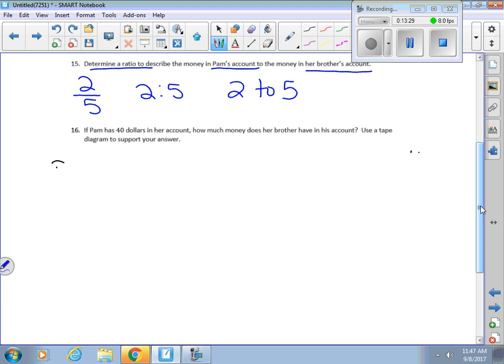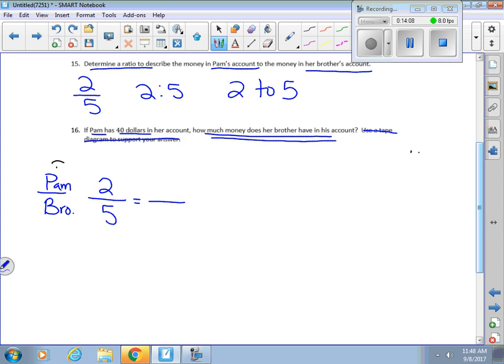Now, question 16 says, if Pam has $40, how much money does her brother have? Use a tape diagram. We're actually not going to use a tape diagram right now. We are going to set this up in something we call a proportion. That's when you set two fractions, two ratios, equal to one another. So we know our original ratio when we're talking about Pam to her brother. This is Pam. This is her brother. The ratio Victoria told us was what? 2 to 5.